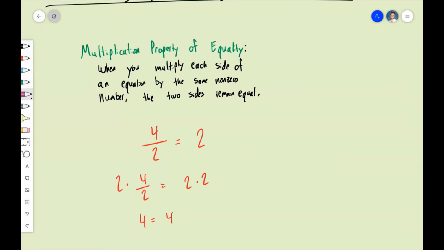Another example of that, let's stick even more simply, 3 is equal to 3. Now if we multiplied both of those by 2, or even both of those by 4, that would give us 12 equals 12. So when we multiply both sides of an equation by the same number, the two sides remain equal.